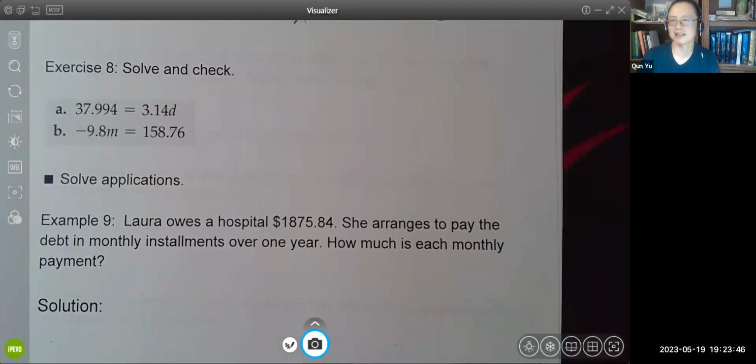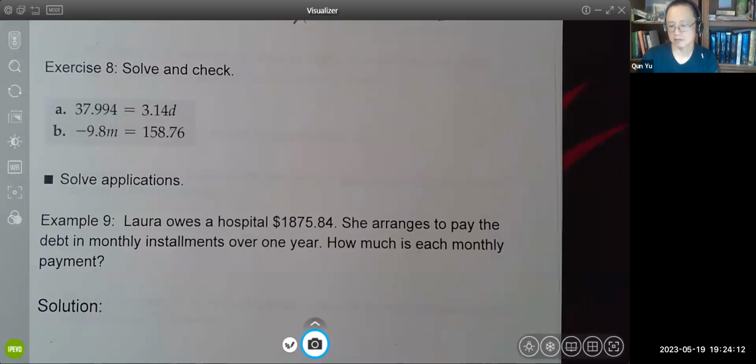So example 9, Laura owes a hospital $1,875.84. She arranges to pay the debt in monthly installments over 1 year, so 12 installments. How much is each monthly payment? So how much does she need to pay per month?